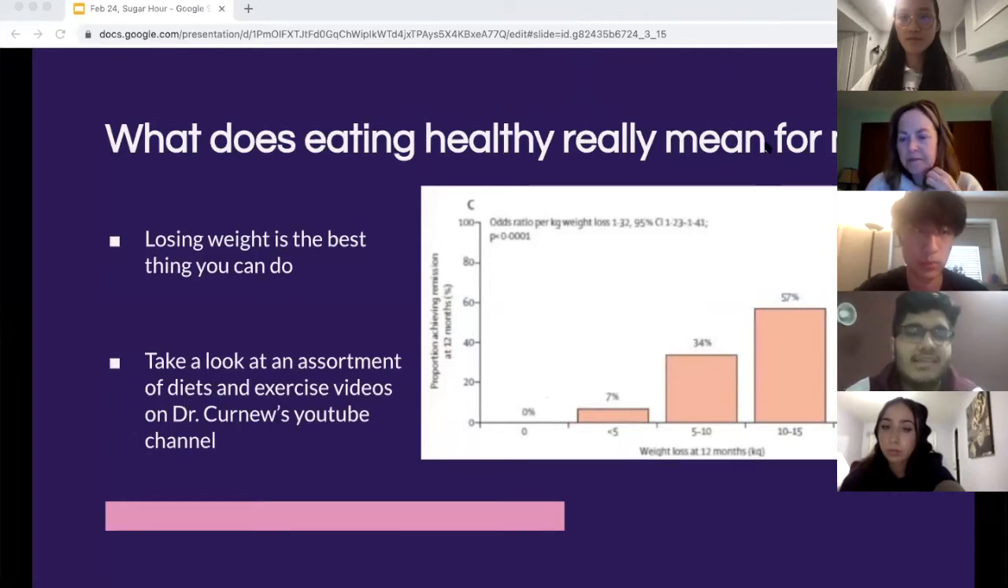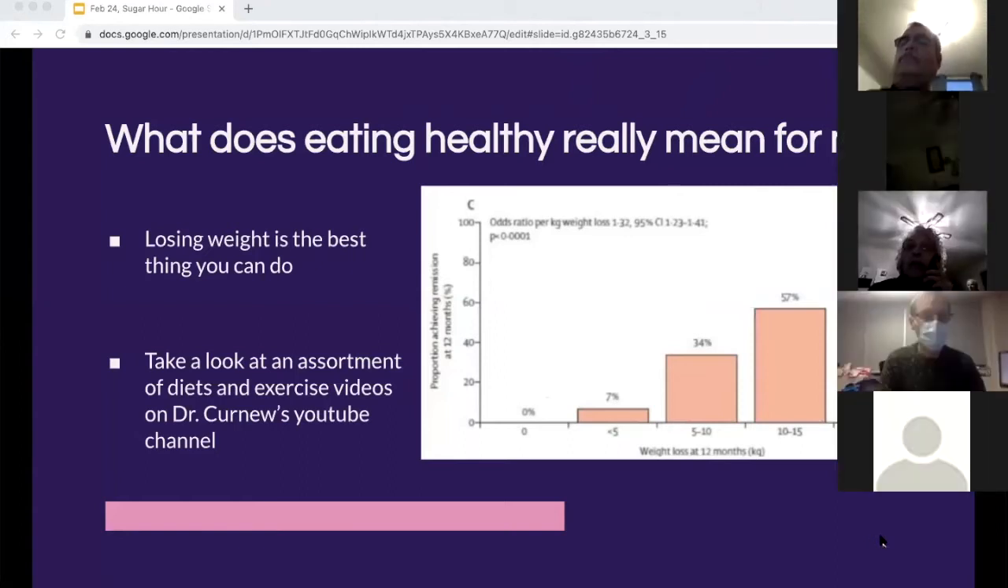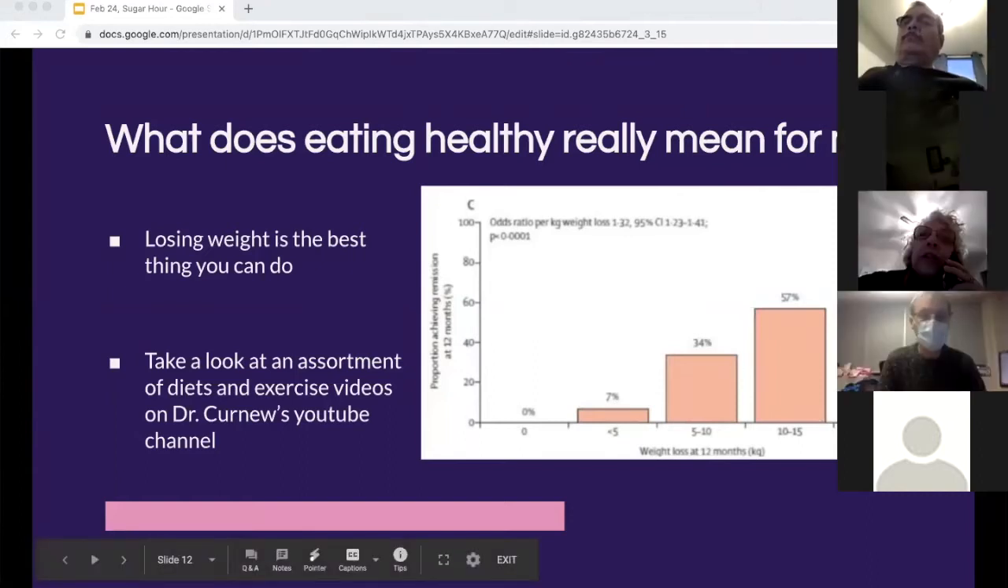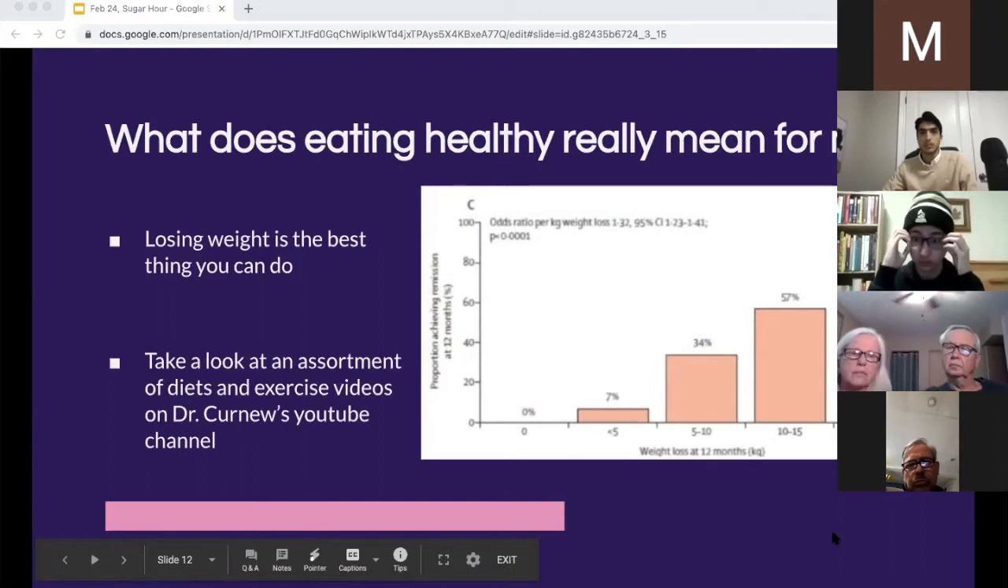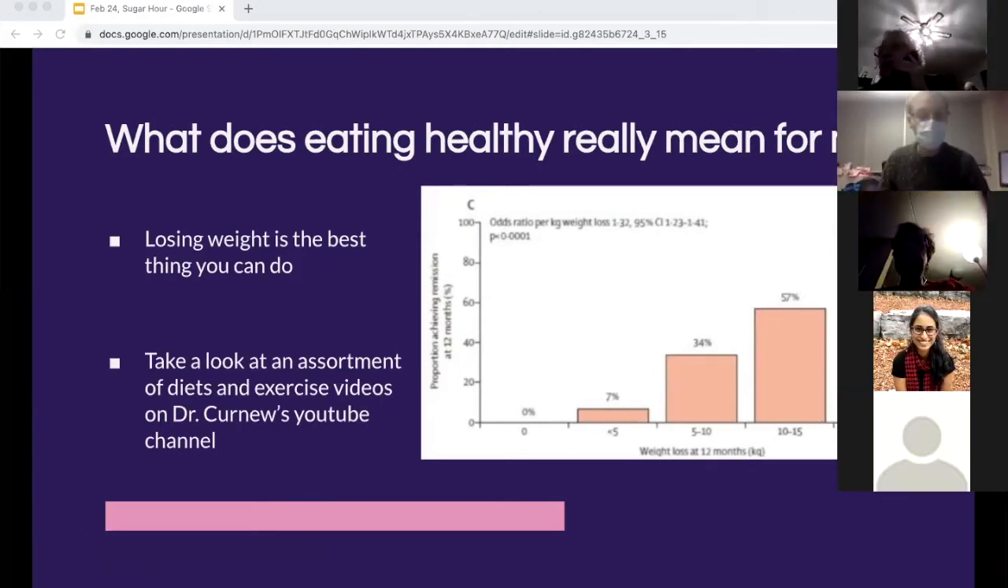You can see the stats are a little lower for losing less weight. If you lost less than 5 kilos, you had a 7% chance. If you lost between 5 and 10 kilos, it was a 34% chance. And between 10 and 15 kilos, it was a 57% chance. That's still a significant amount of people, almost 1 in 2 people with diabetes put into remission just by losing 10 to 15 kilos.